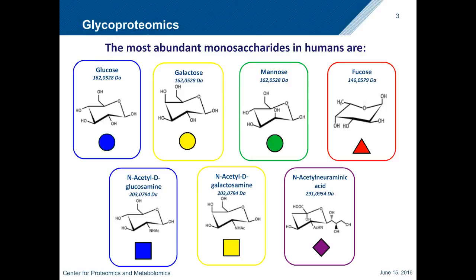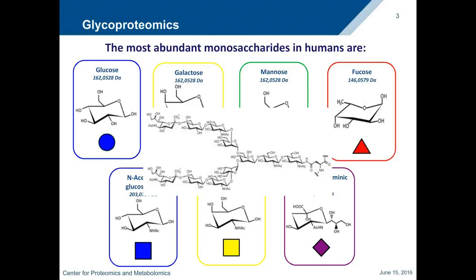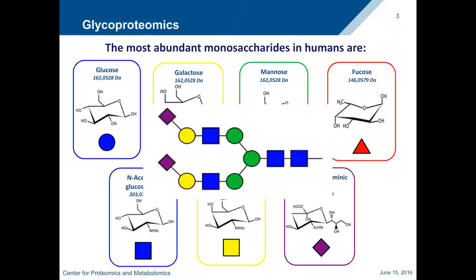Looking at these monosaccharides, we can build our glycans as we have our amino acids to build our protein. And we can display them like this, but this is not really easy to interpret and see what kind of monosaccharides are attached to each other. So most of the time we would like to display it in an easier way, and this is how we display it.